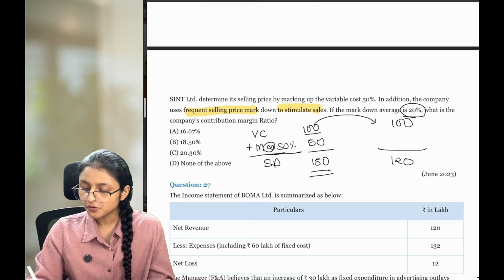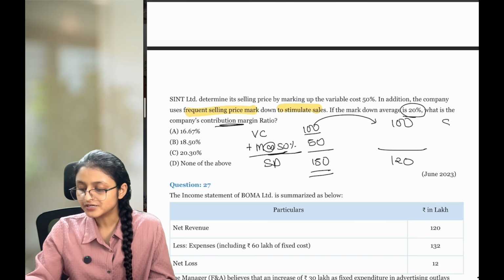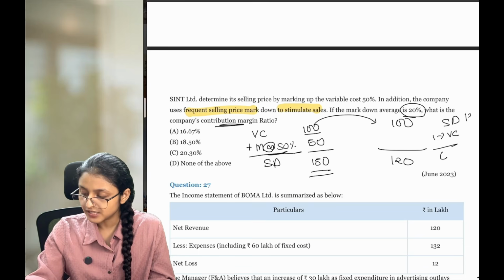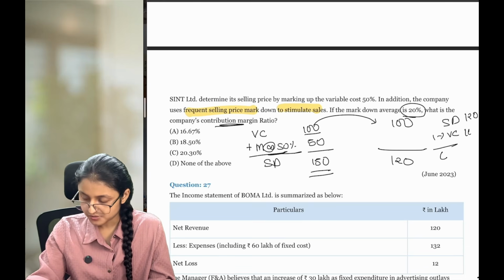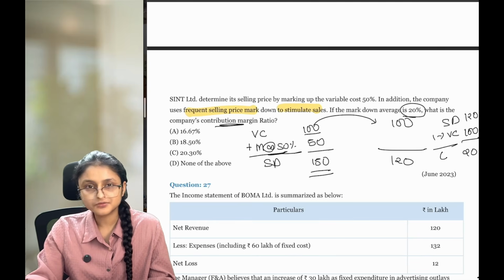Hence, what will be your margin? Your margin is contribution only here, because think about it, selling price minus variable cost is your contribution margin. So if selling price is 120, variable cost is 100, then my contribution margin is 20. Now they want us to calculate contribution margin ratio.